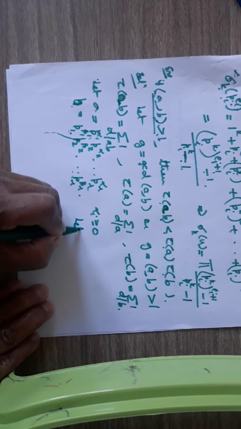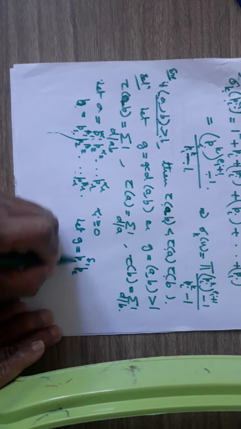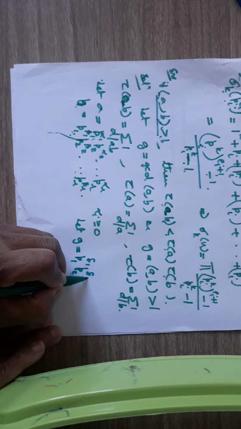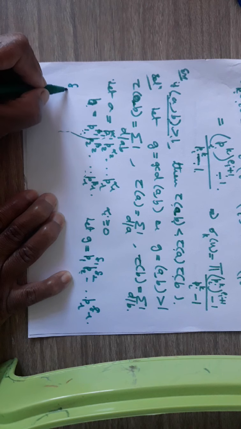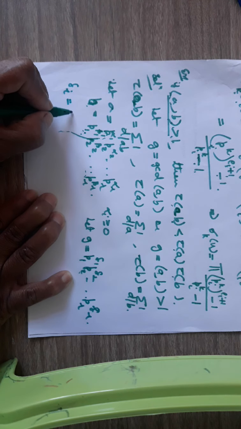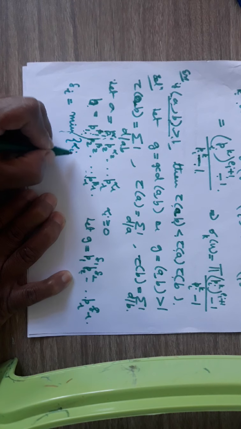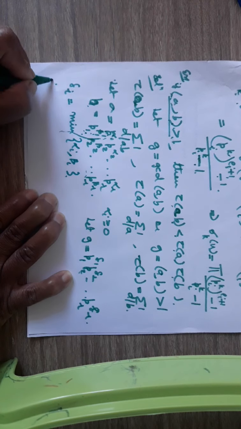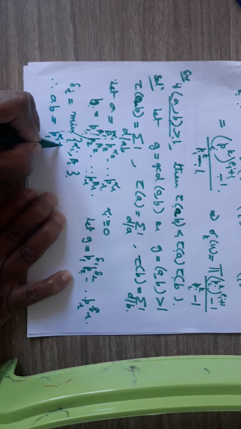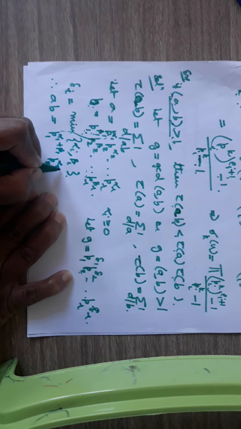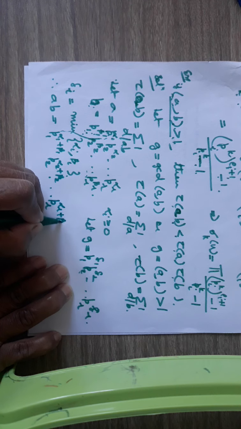So let us take G to be P1 to the power delta 1, P2 to the power delta 2, up to PR to the power delta R, the greatest common divisor of A and B, where delta I is nothing but the minimum of the powers of A and B, that is the minimum of alpha I and beta I. Therefore, multiplying A and B, you get P1 to the power alpha 1 plus beta 1, P2 to the power alpha 2 plus beta 2, up to PR to the power alpha R plus beta R.